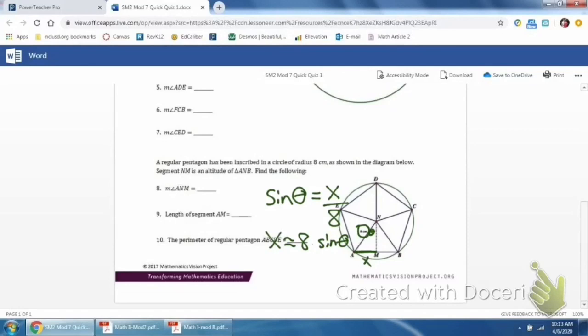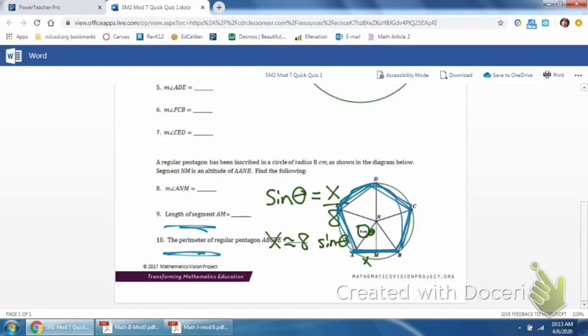And then all you have to do is double that to get one whole side of the pentagon, and then multiply that by 5 for 5 sides, and that's how you get the perimeter. So 9 and 10 will kind of go together. 8 is a little different, but you'll use 8 to get 9 and 10.